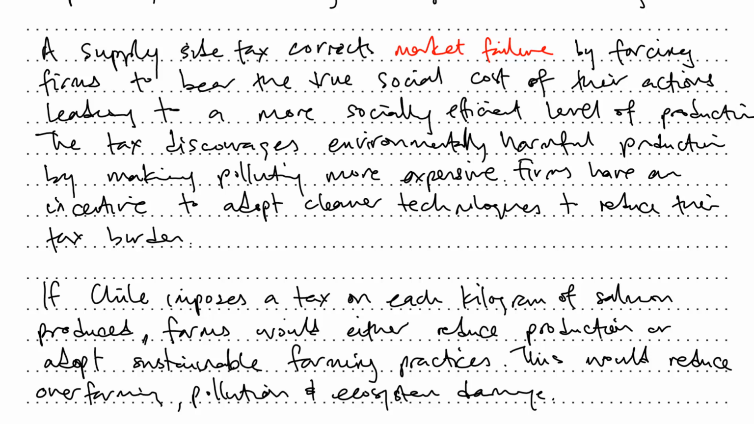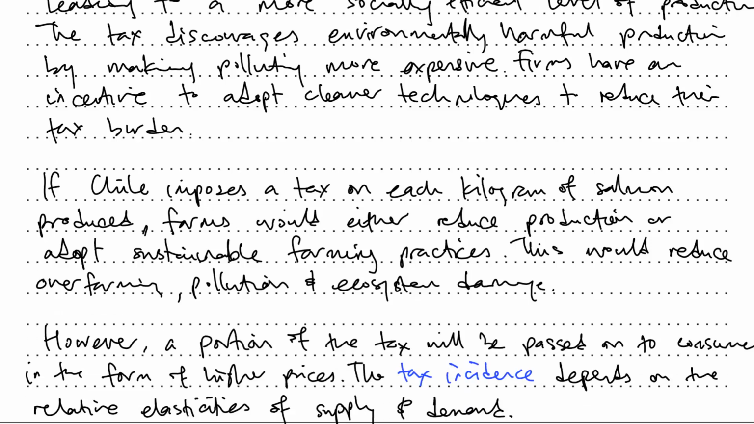But just as an extra little bit thrown in, I just want to show off a little bit. However, a portion of the tax can be passed on to consumers in the form of higher prices. The tax incidence depends on the relative elasticities of supply and demand. So you don't have to do this part. This is just saying that this is how taxes work in theory, but in practice, a portion of it is going to leach off and affect the consumers as well. That's what we call tax incidence, and who pays for the tax actually depends upon the elasticity of supply and demand. But I don't think you guys have done that yet, so you don't have to worry about that.